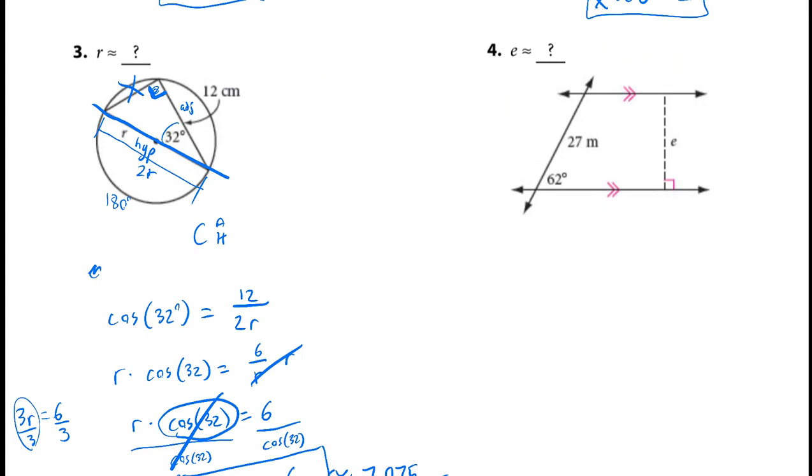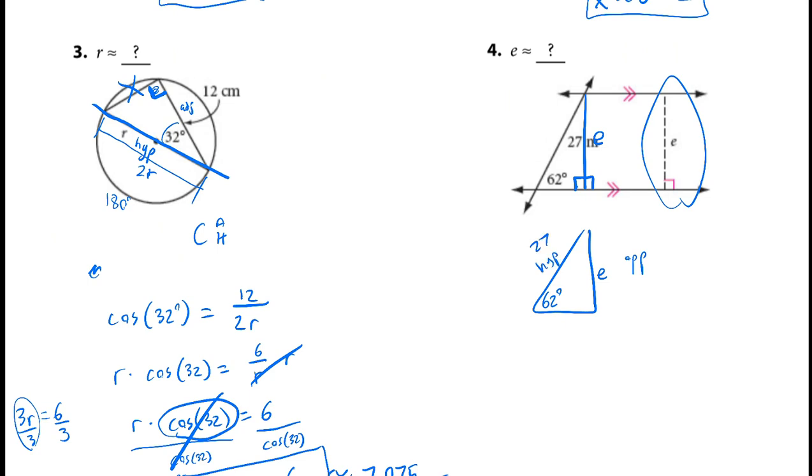Now we're looking for E here. Well, parallel lines stay the same distance apart forever, so we could slide this vertical distance between to right here. So here's a right angle, and this is still E. And so we get that we have a right triangle with a 62 degrees. An opposite side is E. The hypotenuse is 27. So we get the opposite over hypotenuse is the sine.